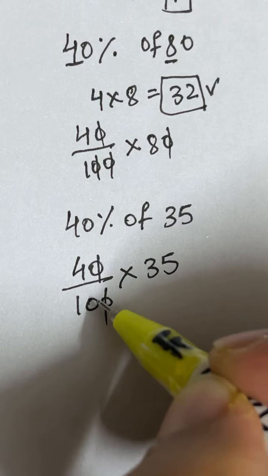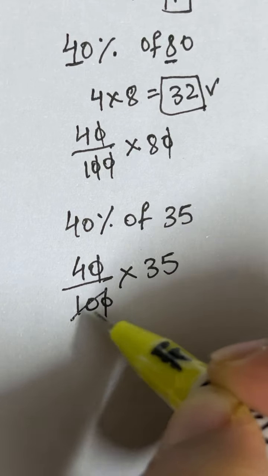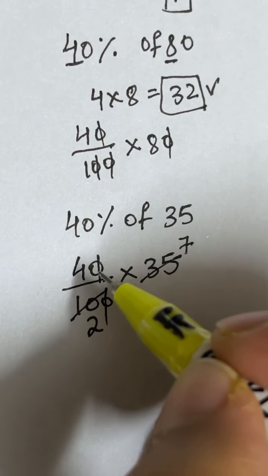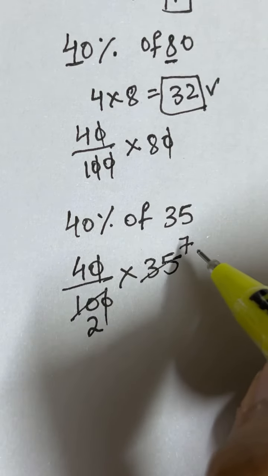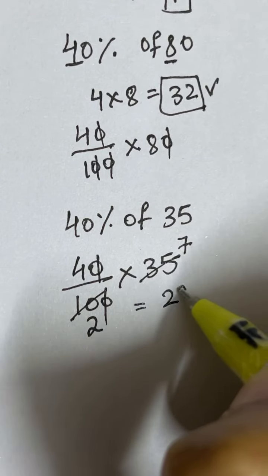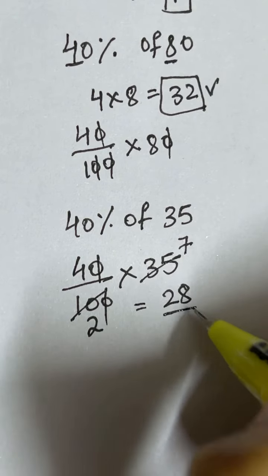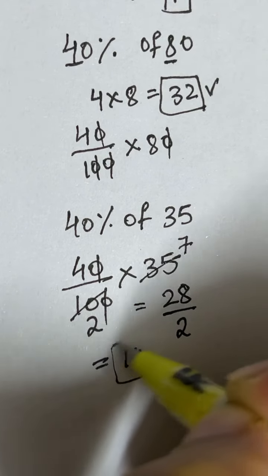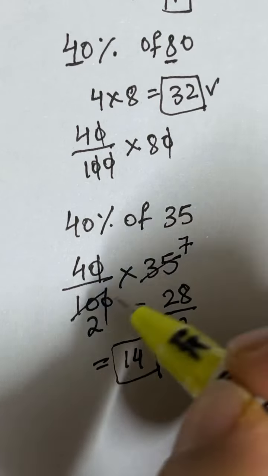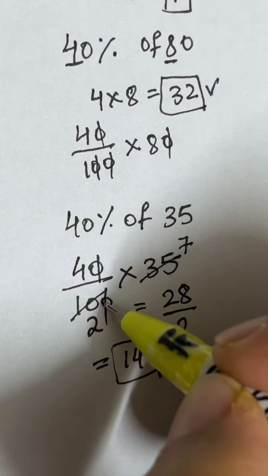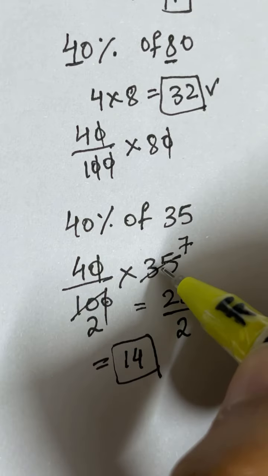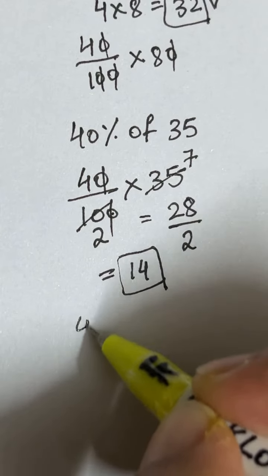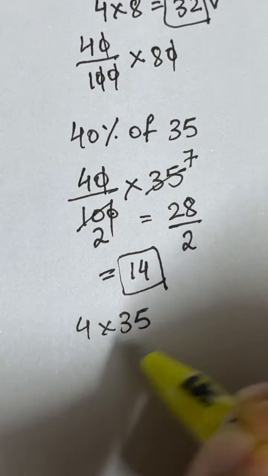35 over 10, it goes in the 5 times table. 5 times 2 gives you 10. 5 times 7 is 35, and your answer is 7 times 4 is 28, and you have a 2 left in the denominator. 28 divided by 2 is simply 14. Or else there's one more way you can do that. You cancel out the zeros, you're left with 4 multiplied by 35 over 10.